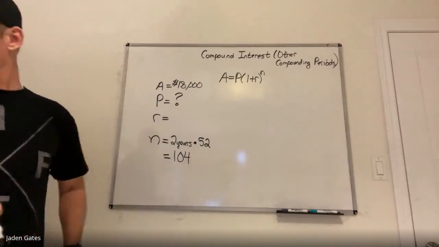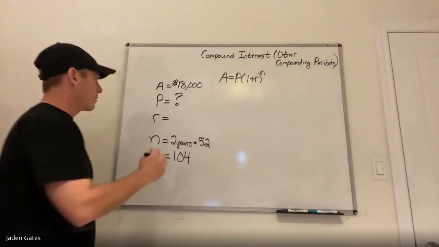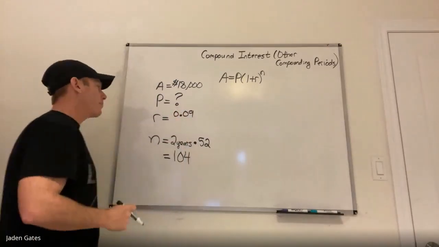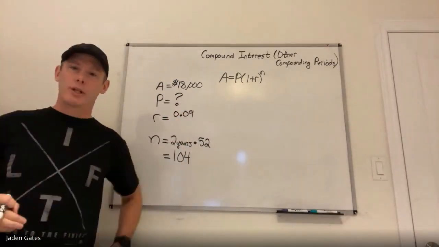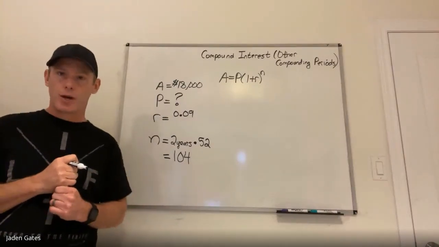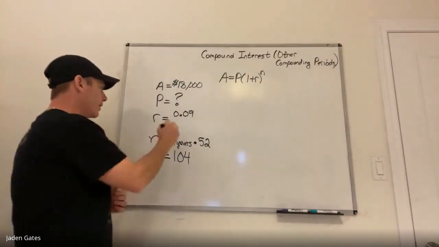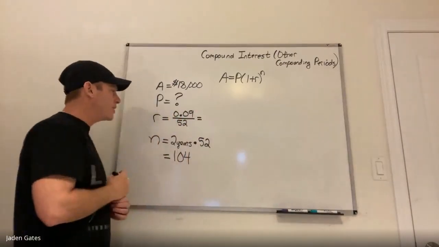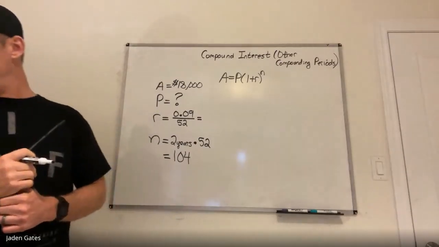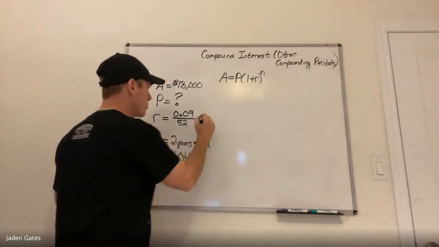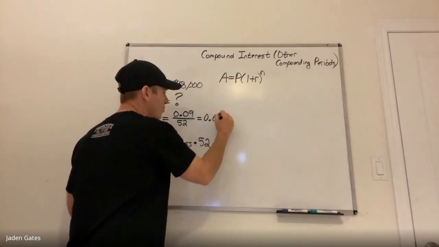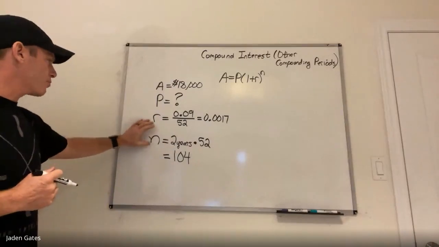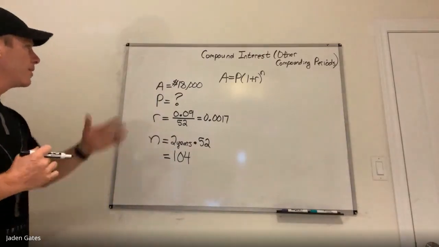Now my interest rate is 9%. Again, convert that to a decimal, divide by 100%, and I get 0.09. But that's my annual interest rate. I need to convert it into a weekly interest rate because this is being compounded weekly. So I'm going to divide my annual interest rate by 52 to get my weekly interest rate, which is, to the first two non-zero numbers, 0.0017. This is the tough part, the twist for this lesson. Everything else is the same.